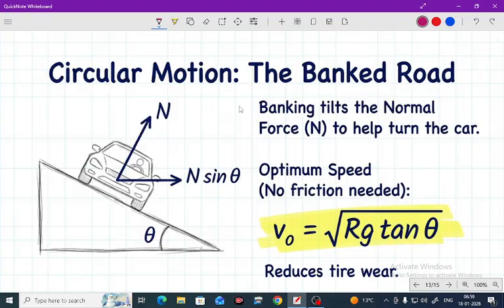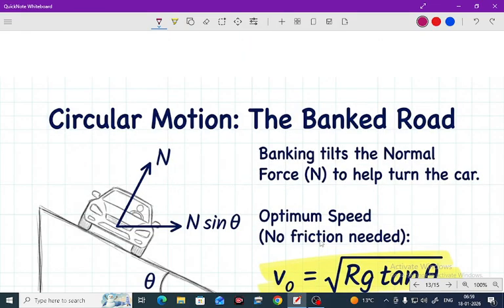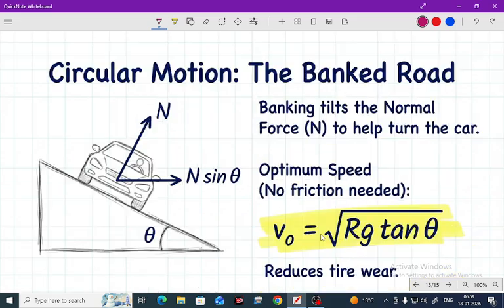Circular motion, the banked road. You see, this is the banked road. This is N sin theta. This is N. Banking tilts the normal force to help turn the car. Optimal speed, no friction needed: v0 equals root of R g tan theta. Reduces tire wear.